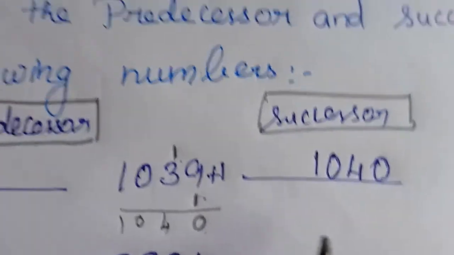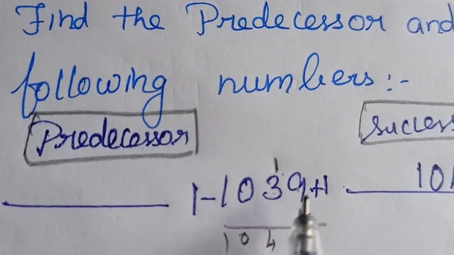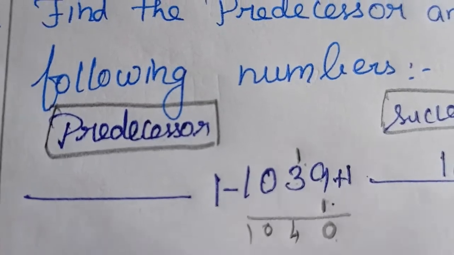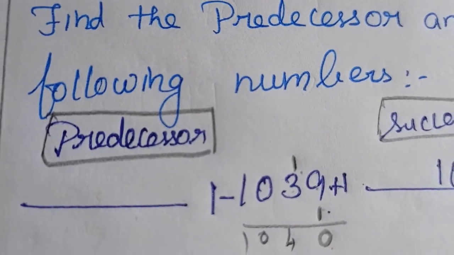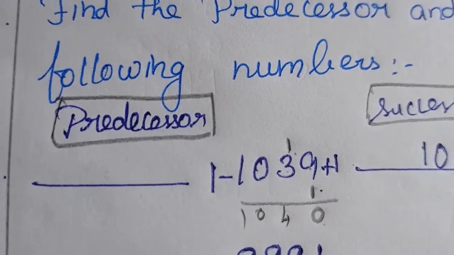Then subtract 1 from 1039. So you can get, take 9 fingers and subtract 1.